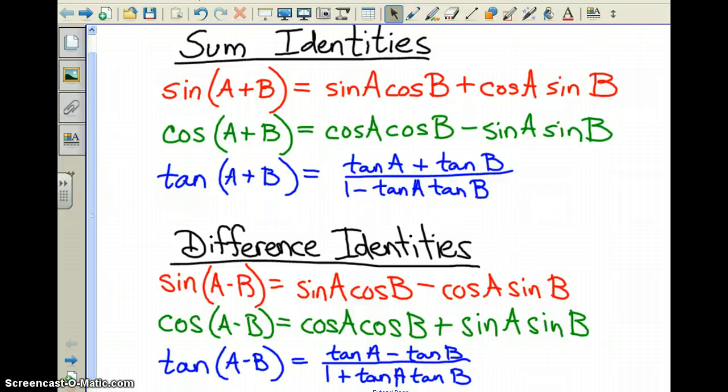So take a moment, pause the video, record these 6 identities in your notes. And again, you don't have to memorize these. They'll be given to you. You just need to know when to use them and how to use them.